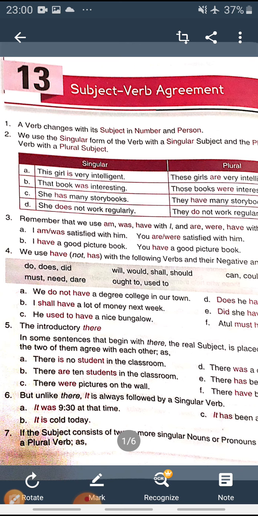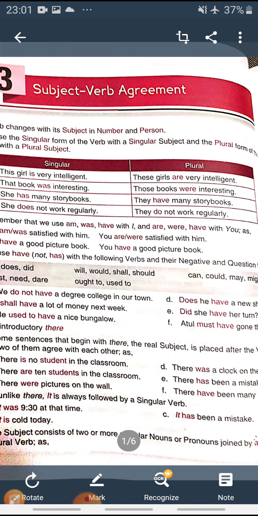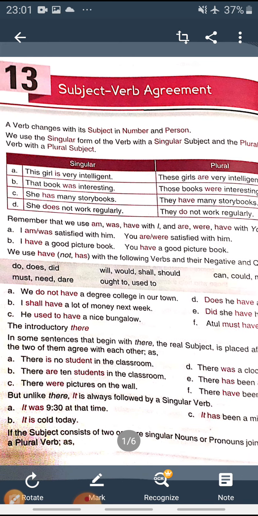We said with there we use a verb according to the subject number. If it is singular, we use singular verb. If it is plural, we use plural verb. But with it, we always take a singular verb. Like it was 9:30 at that time. It is cold today. It has been a mistake. Okay, so I hope it is clear.